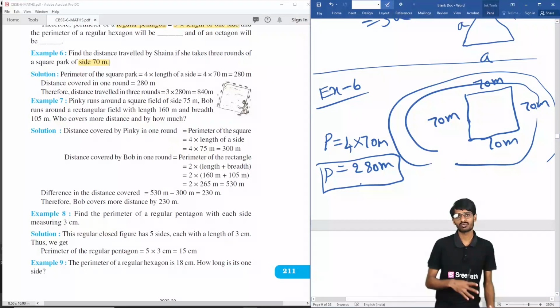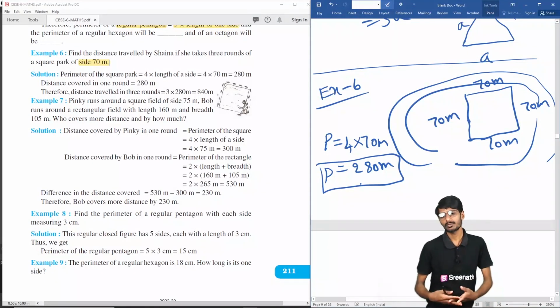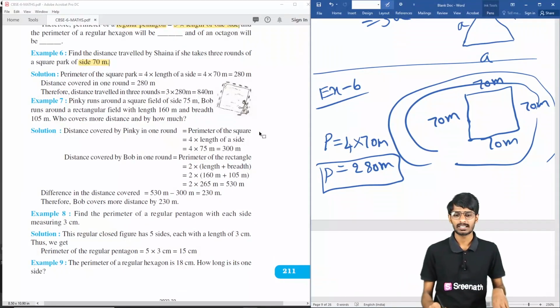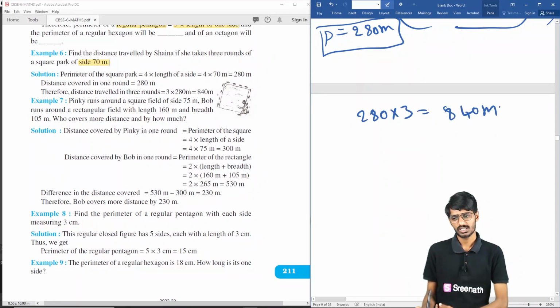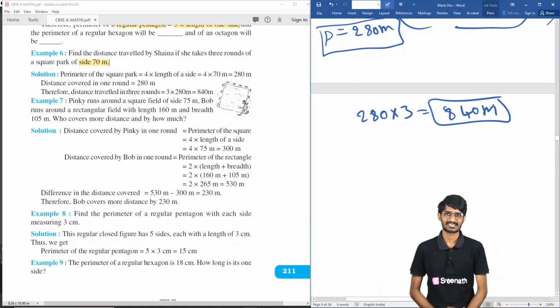But here Shaina has gone on 3 rounds. So we have to multiply the perimeter with 3. So you will get 280 into 3. So the total distance covered is 280 into 3. 280 into 3 is 840 meters. So she has covered 840 meters distance.